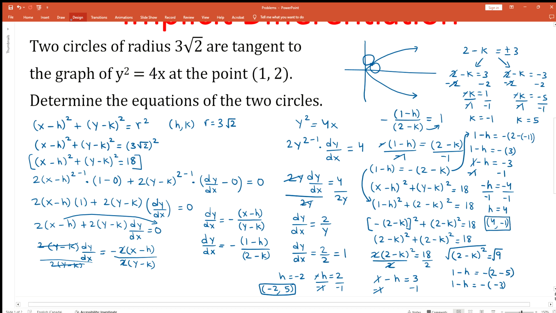Now we can use these centers to write the equation of the circles. The first equation is x minus 4 square plus y plus 1 square is equal to 18. And the second equation is x plus 2 square plus y minus 5 square equals 18. So this should be the final answer for this problem. So these are the steps you have to keep in mind to solve a problem like this one.